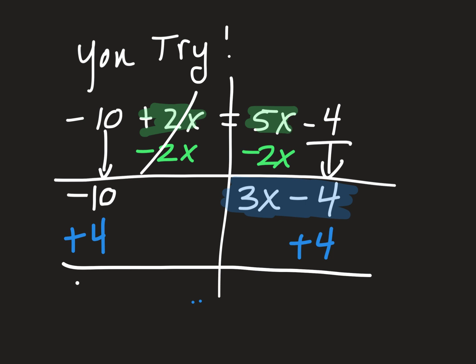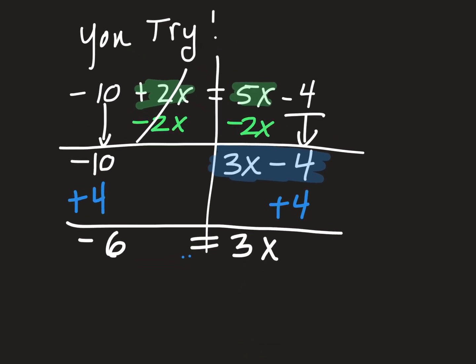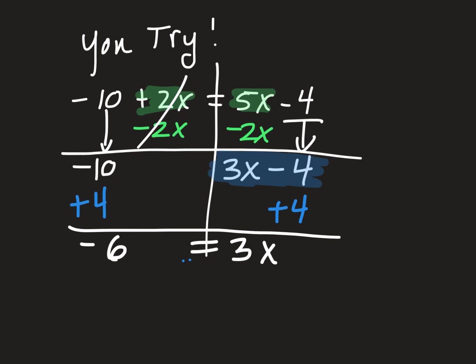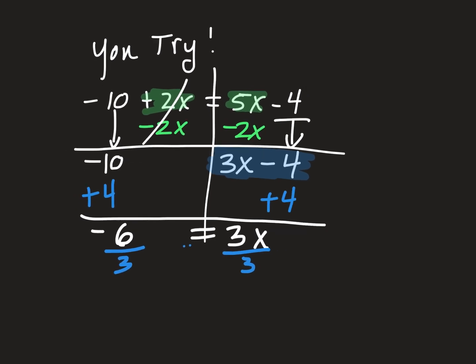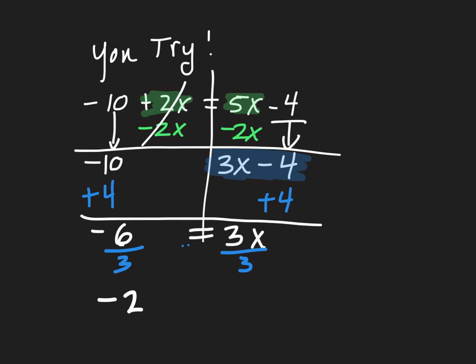So -10 plus 4 is -6. Bring down that 3x because we haven't gotten rid of that yet. And don't tell me I'm going to cancel out that 3 by doing a -3. What am I going to do instead? I'm going to divide it because the 3 sitting next to the x means multiply. This time we want the x left behind, so we're just going to divide. So we've got -2 is equal to x.